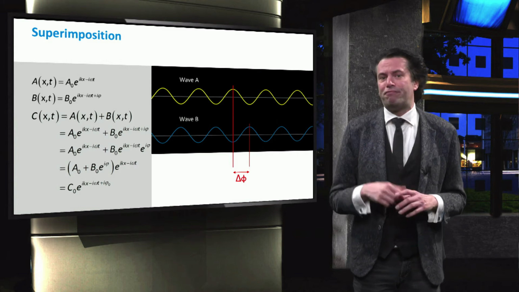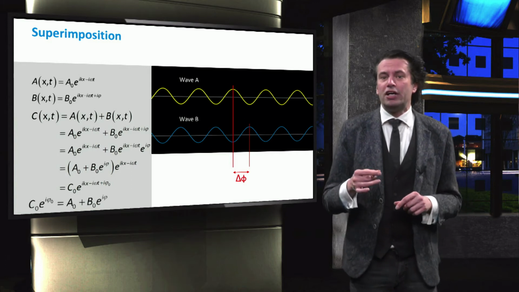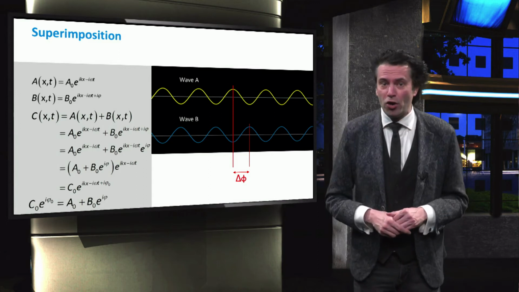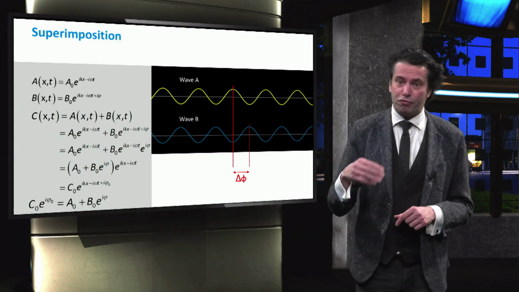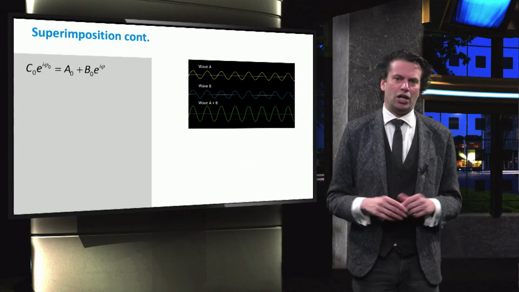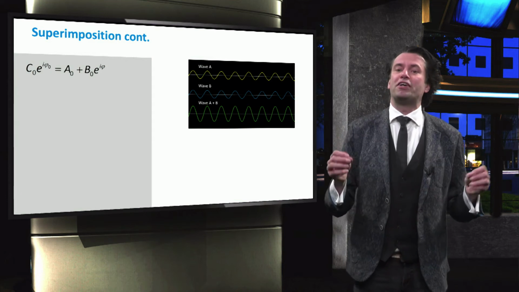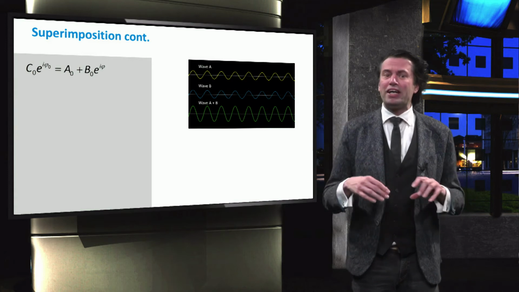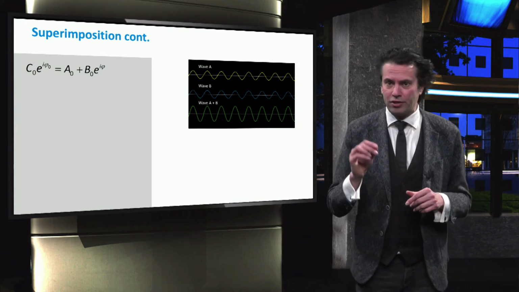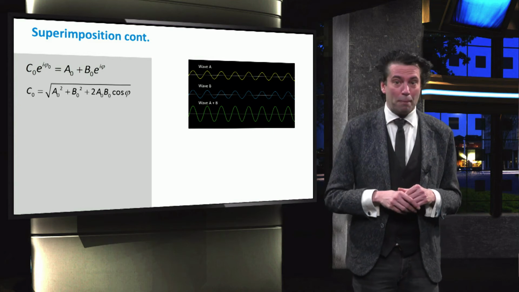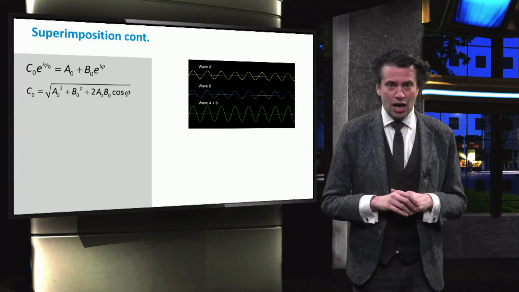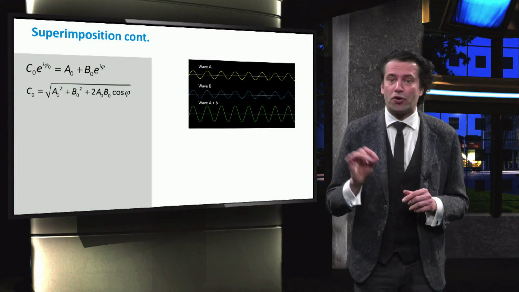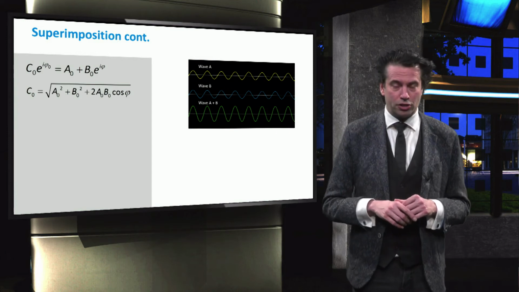The amplitude times the phase shift of the superimposed wave, denoted by phi0, is therefore equal to the amplitude of wave A plus the amplitude of wave B times the exponential of the phase shift between A and B. Right now, the amplitude of the superimposed wave is presented as a complex exponential function. To make it easier to work with, we can rewrite the complex wave function. We can rewrite the superimposed wave function amplitude C naught as the square root of the sum of A naught squared, B naught squared, and the product A naught B naught times cosine of phi.